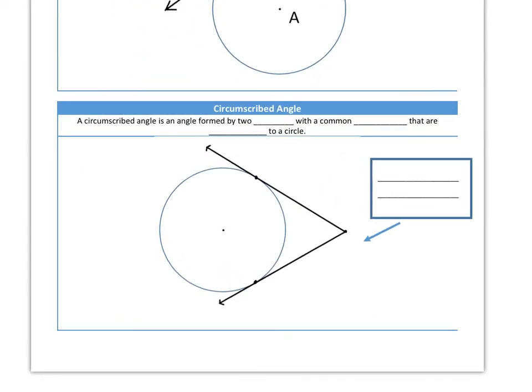Let's talk a little bit about circumscribed angles. Before, we talked about inscribed angles, which had their vertex on the circle. Notice that a circumscribed angle has the vertex outside of the circle. A circumscribed angle is formed by two rays that have a common endpoint and are tangent to the circle. Both of these rays touch the circle at exactly one point, and they have a common endpoint, and that endpoint is outside of the circle.